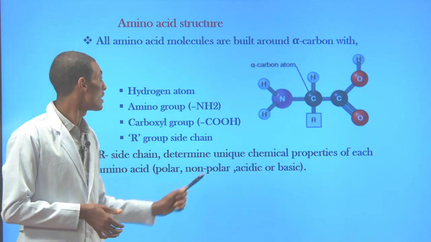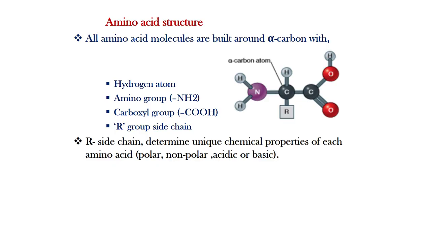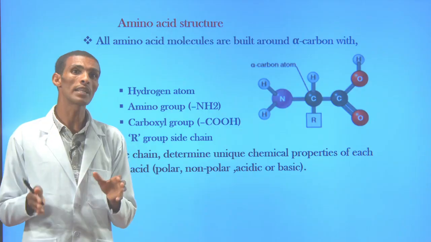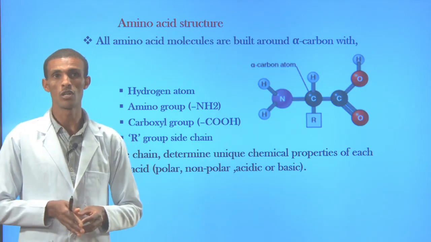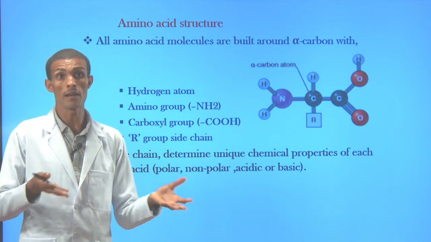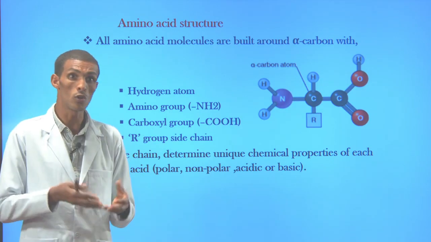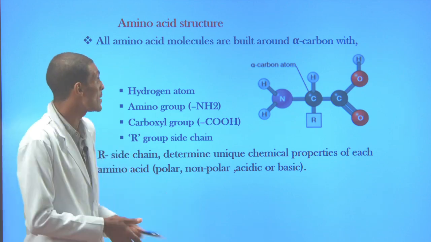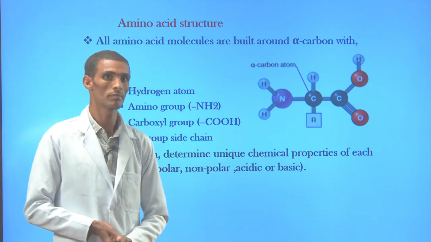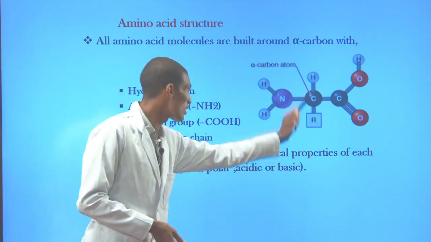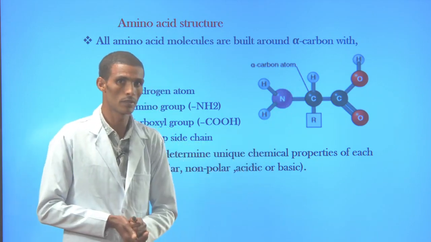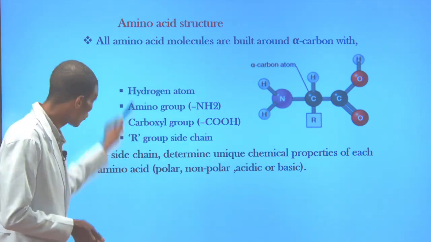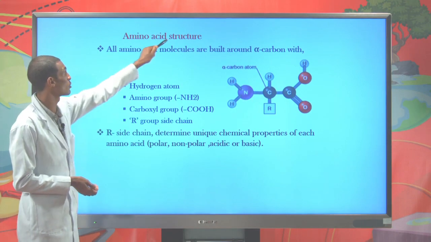Good. Each of the 20 amino acids has its own unique R side chain, which is very important in determining the properties of the amino acid, whether it is acidic, whether it is basic, whether it is non-polar, whether it is polar, soluble or insoluble in water. This can be determined by the side chain. Side chain is very important. So each of the 20 amino acids has its own unique side chain. So remember, these 4 parts come together to form the amino acid structure.